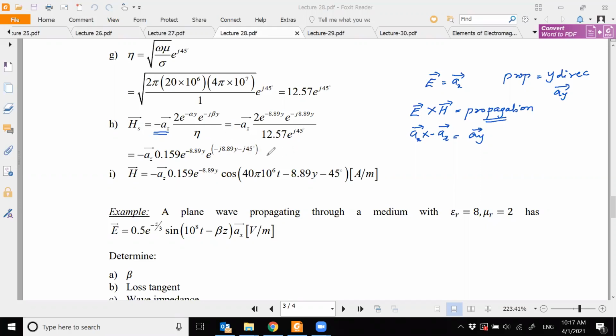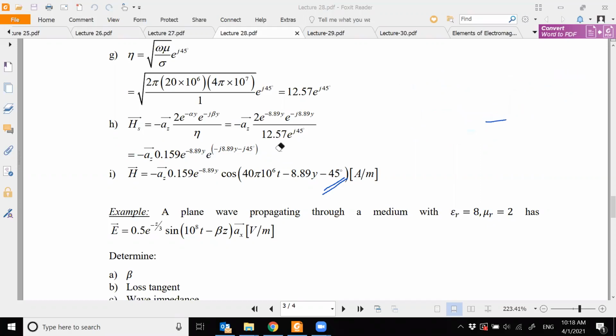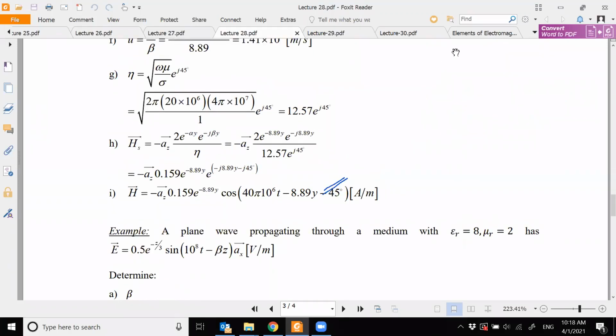Now in the instantaneous form, multiply by e power j omega t, and then take the real part of this. So you will get this. This will be cosine of 40 pi times 10 to the power of 6, which is my omega, t minus 8.89y minus 45. Therefore, your magnetic field and electric field are phase shifted by 45 degrees. And this phase shift is because of the material conductivity.